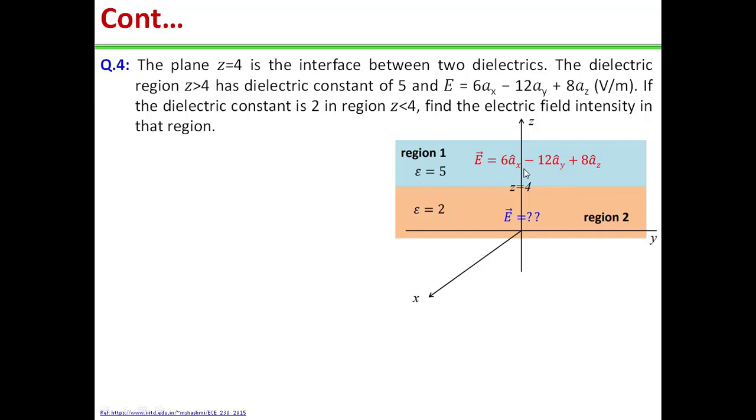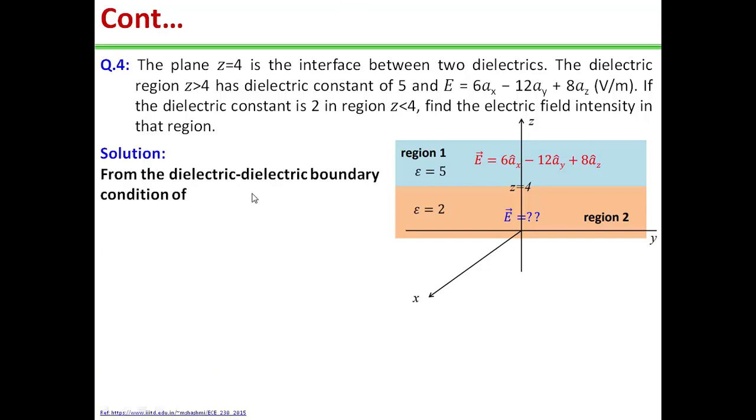So from the figure you can understand z is equal to 4 is the interface of two media, and in medium 1, that is region 1, epsilon is 5 and electric field is 6ax minus 12ay plus 8az, whereas in region 2 we need to calculate the field and epsilon is equal to 2. So let us try to find the electric field in region 2.